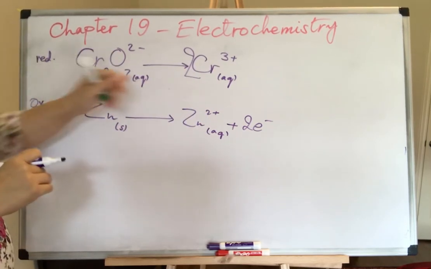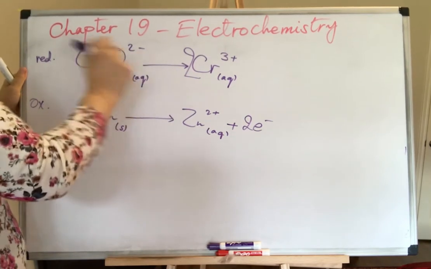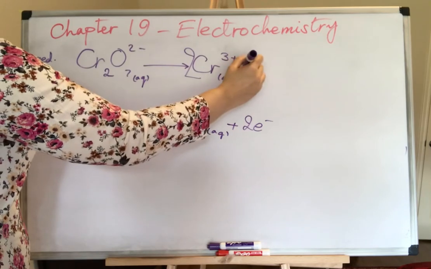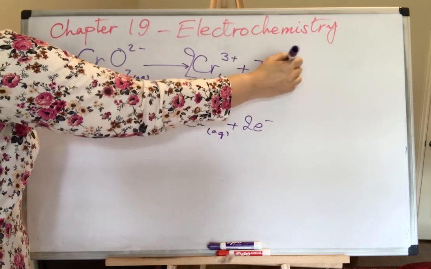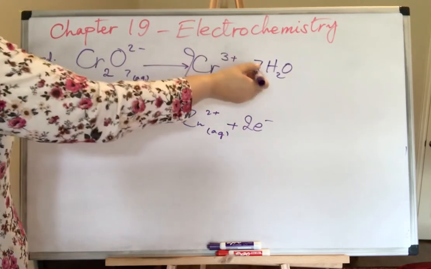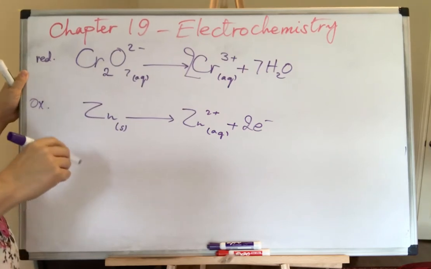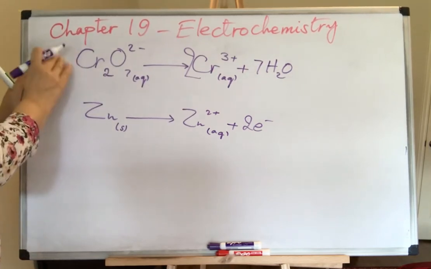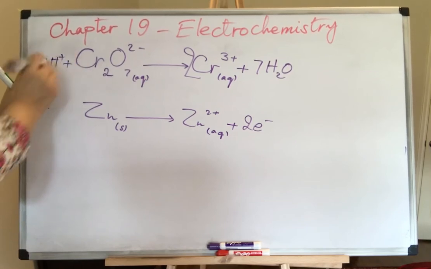Alright, so 2 chromium, 2 chromium. How many oxygens do you have? 7. How did we balance the oxygens? By adding water molecules. 7 water molecules are needed. So at the same time, what did you generate? 7 times 2, 14 hydrogens that you will add here, plus 14 hydrogens.